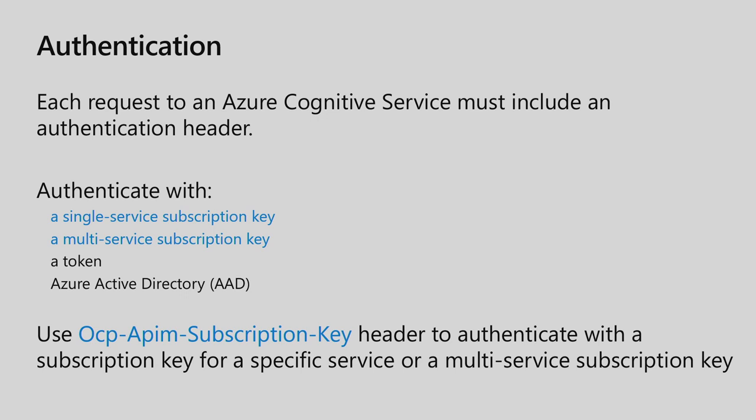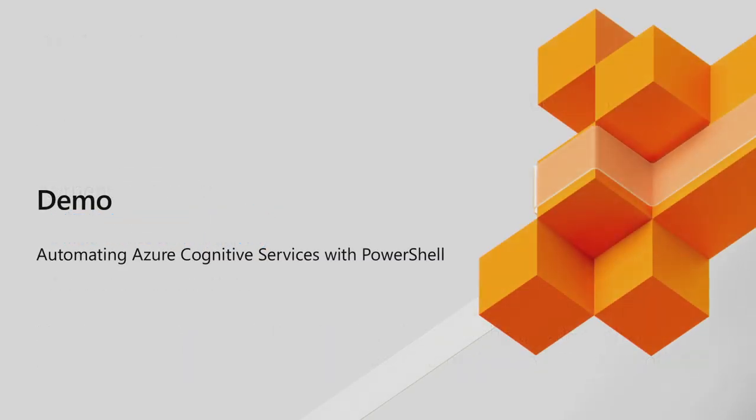So the name of the key is on a slide. It's an Ocp-Apim-Subscription-Key, and I don't know why it's called that way, but this is what you need to know, and this is what you need to have in your headers when you create a request. So this is what you use for both single and multiple service accounts. So let me show you in a demo how all that works.